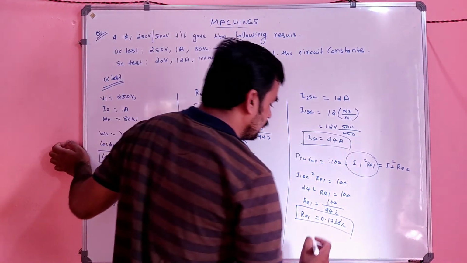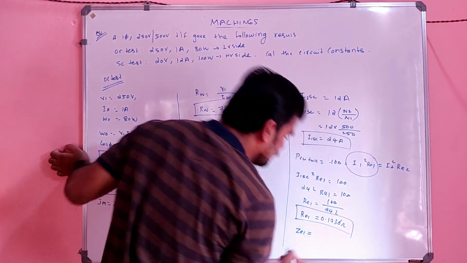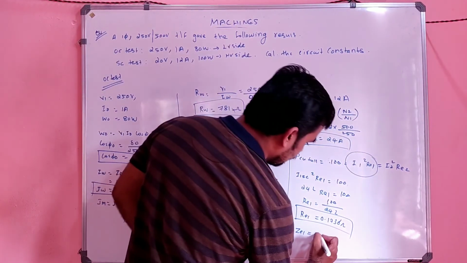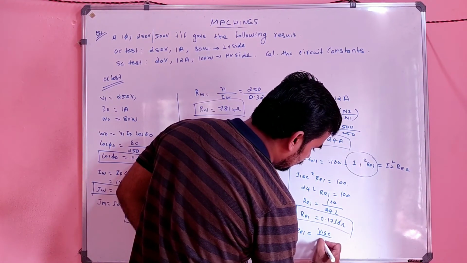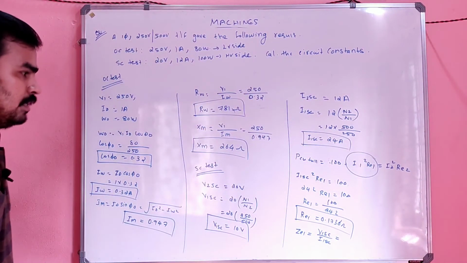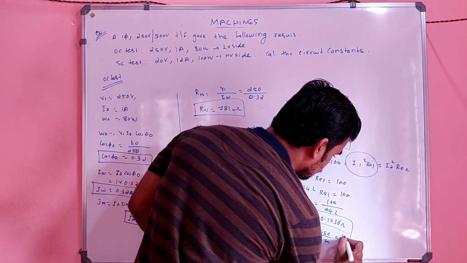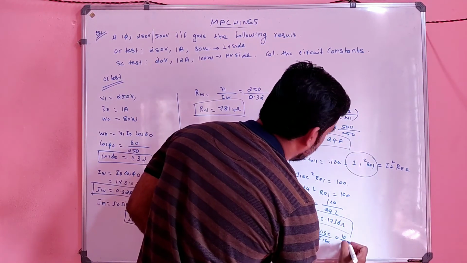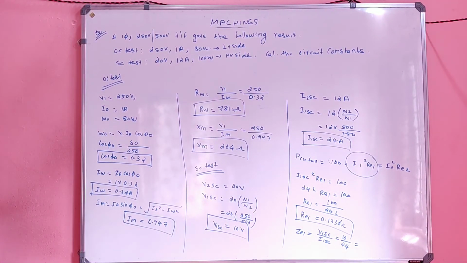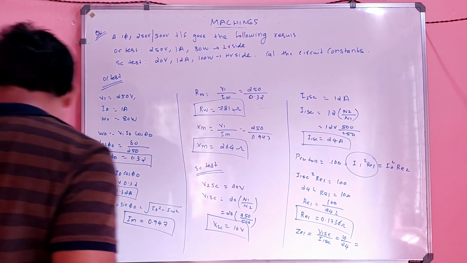And what will be ZE1? That is the equivalent impedance referred to primary. What will be that? V1SC divided by I1SC, correct? V1SC is nothing but 10, divided by I1SC, which is 24, right? So it will give you the answer like 0.417.